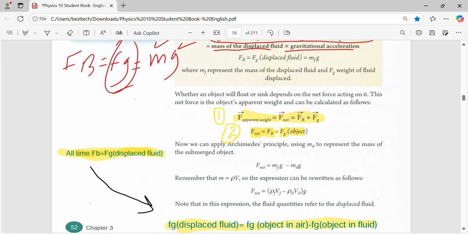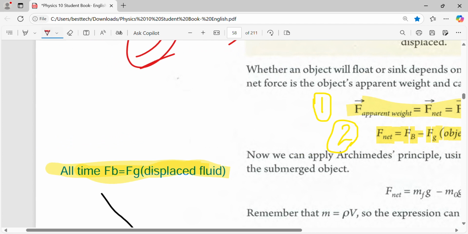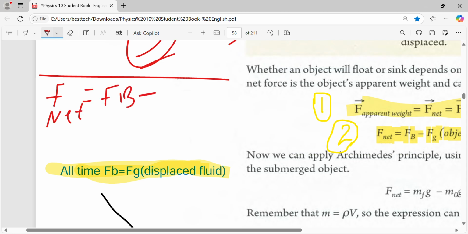Okay, guys, we have another rule. It's called F net, or total force. Let me explain in detail. F net equals Fb plus Fg. F net means the total force that affects the object. The total force affecting an object on the surface of the water is two forces: Fb, the buoyant force, and Fg, the gravity force.